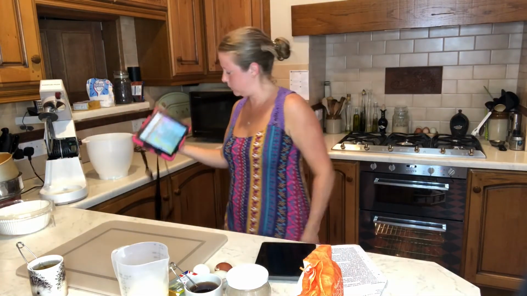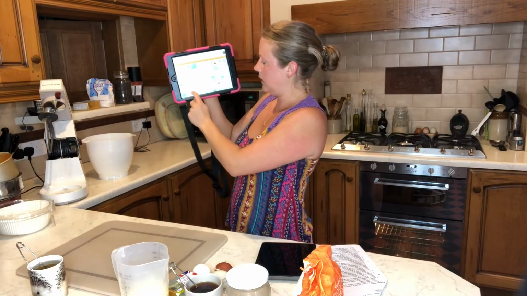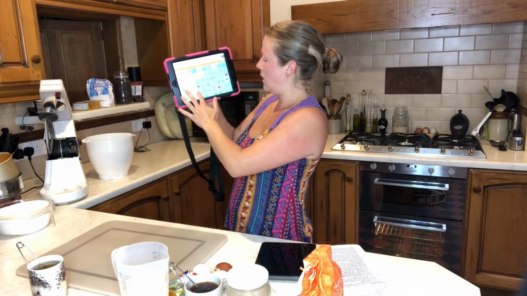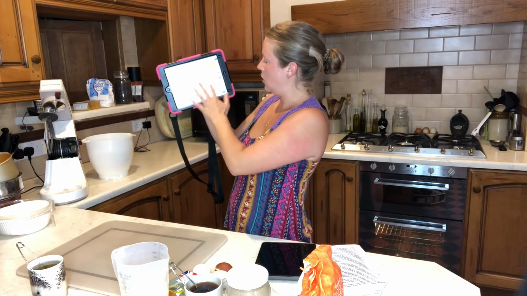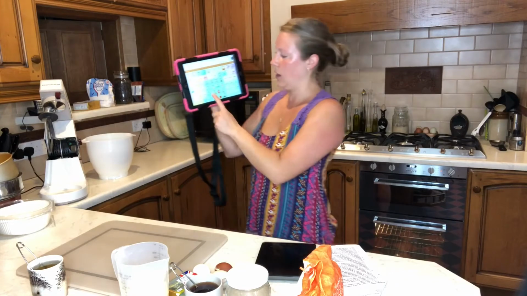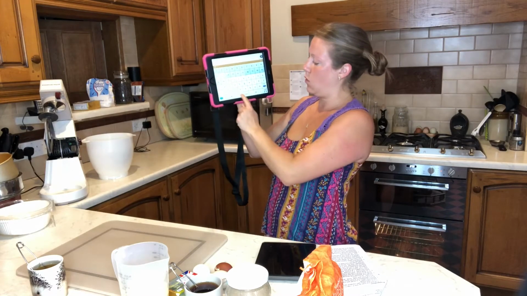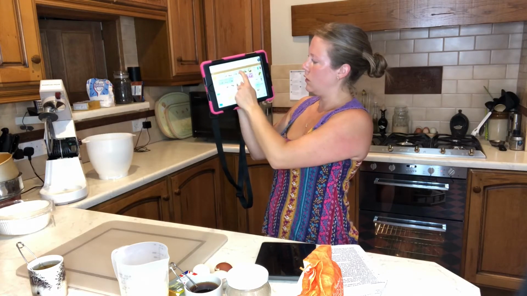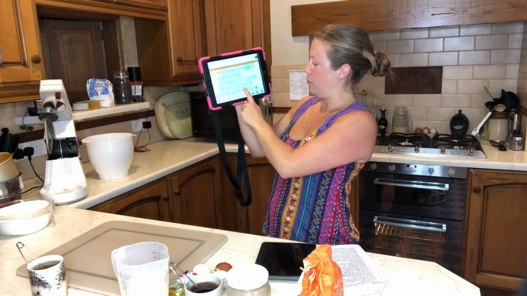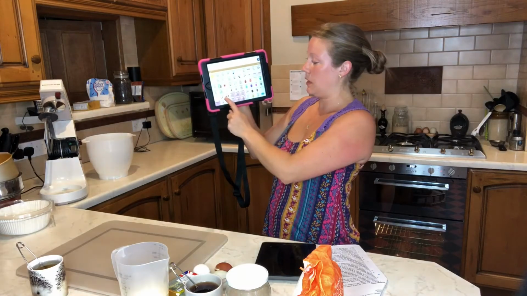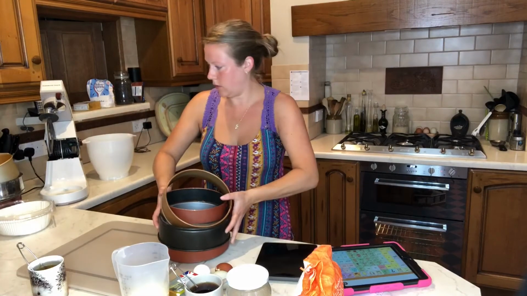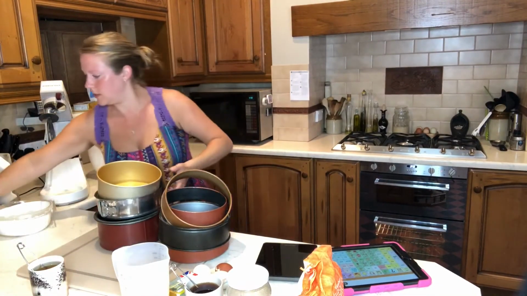Okay, well, I need to look because I have lots of different cake tins. One cake needs to go on top of the other, so they need to be the same. I need to look through all my cake tins and find 2 of the same.